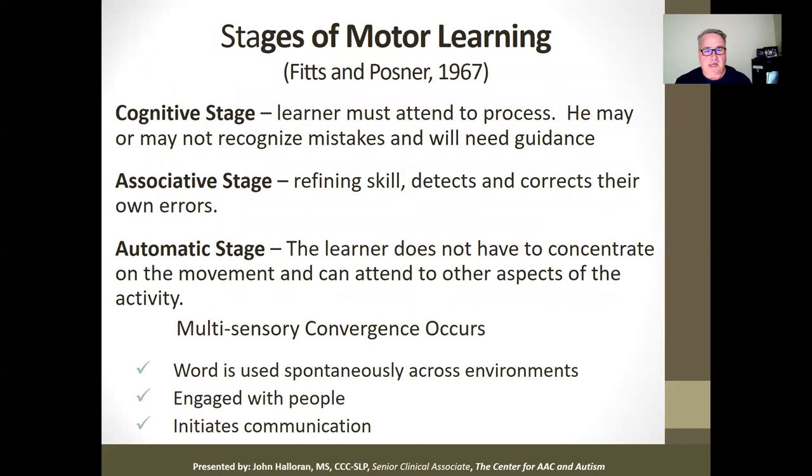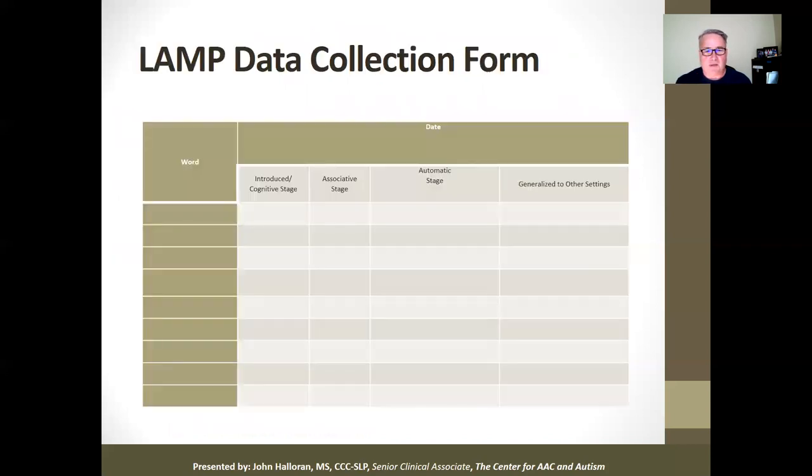So here again are those stages of motor learning. And it's all again about multisensory convergence occurring. So you want to see them using these words spontaneously across environments, engaging with people, initiating communication. And again, at the automatic stage, they have to put no cognitive effort into the articulator. They really move fluidly. You and I put no cognition into our motor movements. If we did, it would become much more difficult.